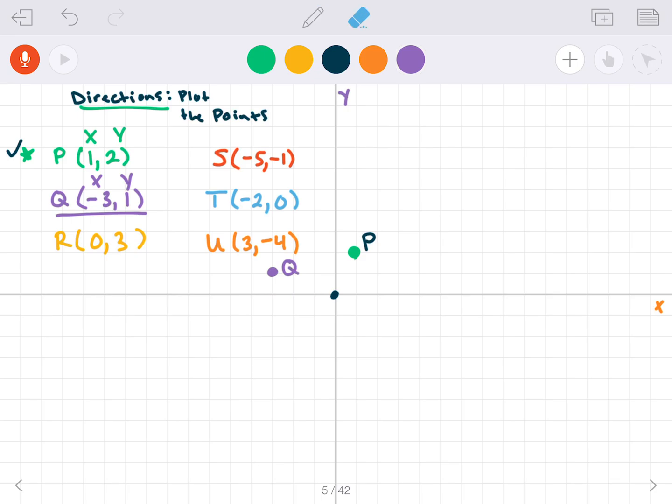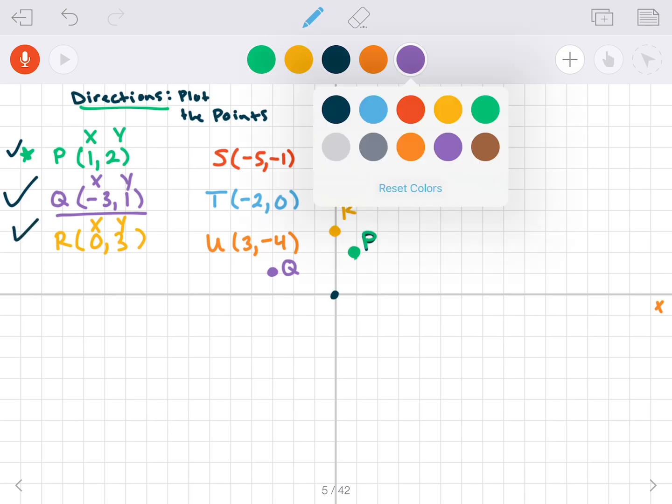All right, let's do R. So R says, don't move left or right, and then go up 3. 1, 2, 3. So here we are. That is going to be R. Maybe I should have done this in green. All right, so that's done.